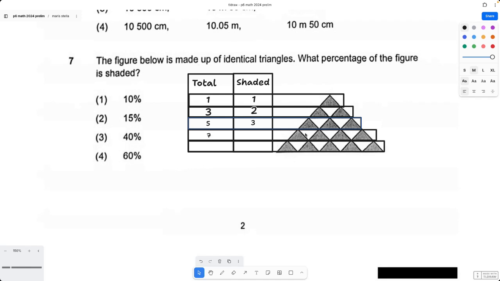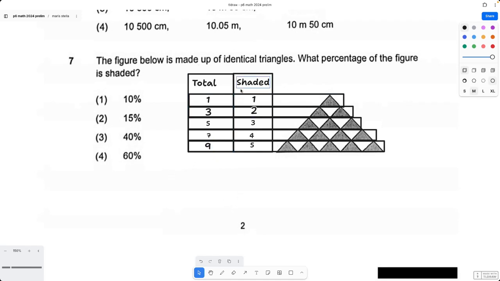I think we can get the pattern. I'm assuming this is 4: 1, 2, 3, 4. Yep. And then we have 5 over here: 1, 2, 3, 4, 5. The totals are 1, 3, 5, 7, 9, right? 5 plus 4 is 9.